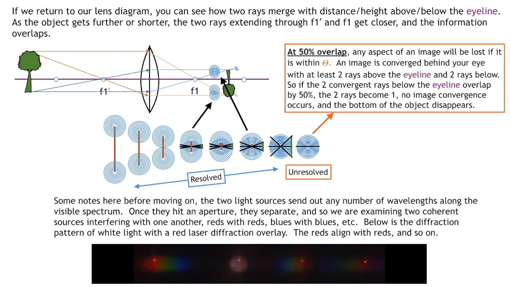And then just some notes here before moving on. The 2 light sources send out any number of wavelengths along the visible spectrum. Keep that in mind. Once they hit an aperture, they separate, and so we are examining 2 coherent sources interfering with one another: the reds interfering with the reds, the blues with the blues, etc. Below is the diffraction pattern of white light with a red laser diffraction overlay. The red is lining up along the red of the white light diffraction, and so on.